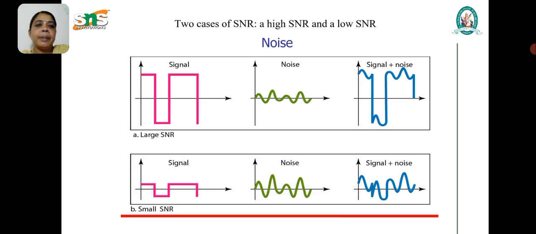See the example. The first one is called a large SNR, and the second one a smaller SNR. First the signal is passed, the noise is received, and signal plus noise gives some other value. Again in the second one, with small SNR, the signal is normal, but the noise disturbs it, so it again receives some other information. This is due to the noise in transmission.